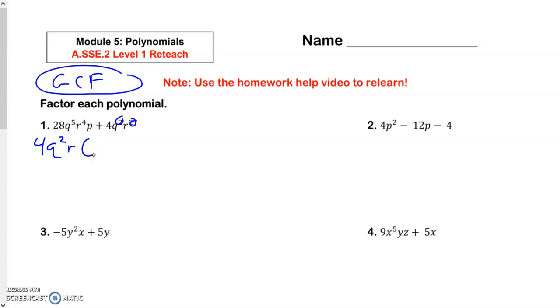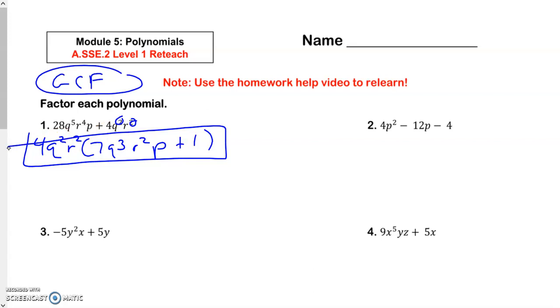So now, how do I do this? I go 28 divided by 4 is 7, and 5 minus 2 is 3, and 4 minus, whoops, I forgot to put the 2 there. 4 minus 2 is 2. And then I'm going to bring down the P. And then I'm going to have plus, then the 4 divided by 4 is gone, the Q's are gone, the Q to the second is gone, R to the second, and then it's a 1. And then this would be my final answer.